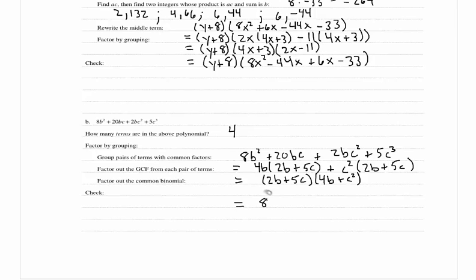And now they want us to check. So we have 8b squared plus 2bc squared plus 20bc plus 5c cubed. And that's our original polynomial.